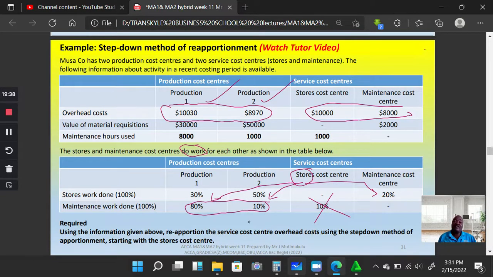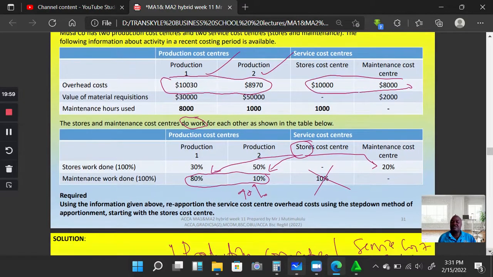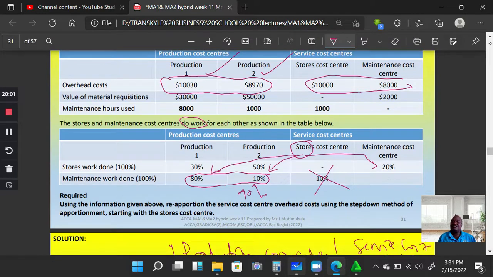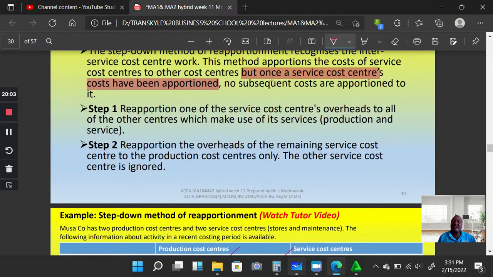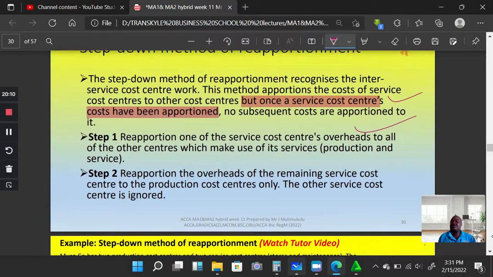So we are now having a total of 80 plus 10, that's 90%, as our denominator. So to apportion the cost now, we are dealing with 80% over 90 and 10% over 90. That's what we are going to do now. That's why I said this statement is very, very important.